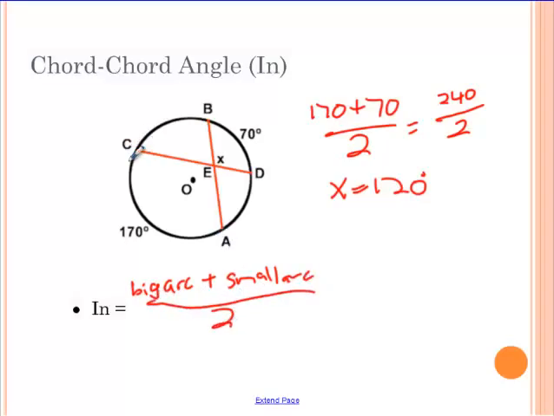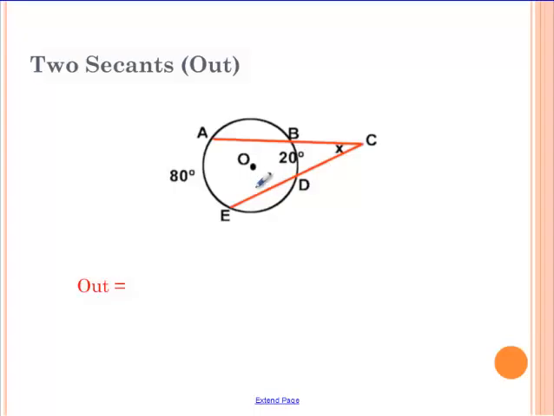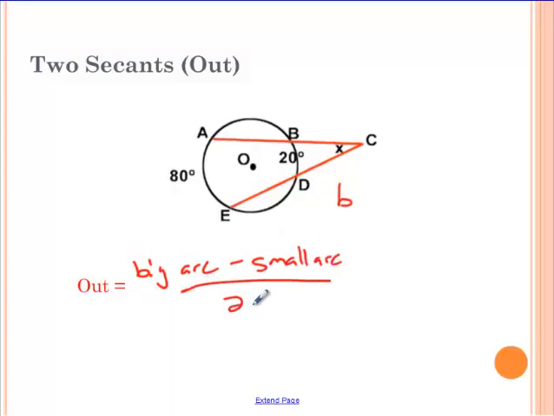divided by 2. Now, if the arcs are actually the same, it's in the center of the circle. So there is one that's going to be bigger and one that's going to be smaller. If an angle's outside the circle, it's definitely less than 80, and it's more than 20, but it's not halfway in between like it was before. What we're actually going to do is subtract. We're going to take the big arc minus the small arc and divide that by 2.